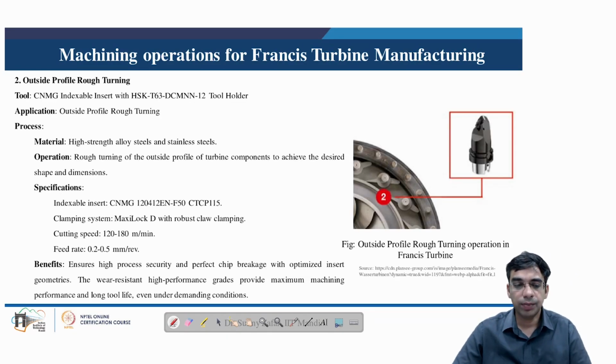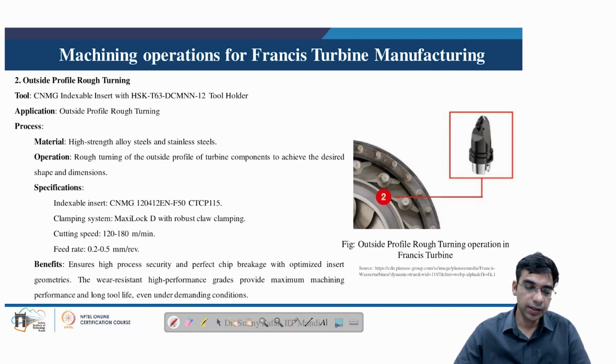The second machining operation carried out on Francis turbine involved outside profile rough turning, in which an indexable insert is utilized on a tool holder. Outside profile turning is done on high strength alloy steels and stainless steel. Rough turning on the outside profile of the turbine component is done to achieve the desired shape and dimensions.